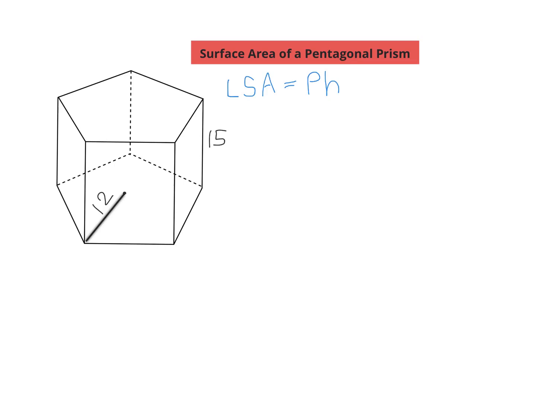So if I look at my pentagon, I'm only given this length from the center of my pentagon to one of the vertices on the pentagon. So what I'm going to do is I'm going to need to create a triangle here, and I'm going to have to do a lot more calculation in order to figure out this side right here, because once I figure out that side, then I can use that information to calculate the perimeter.